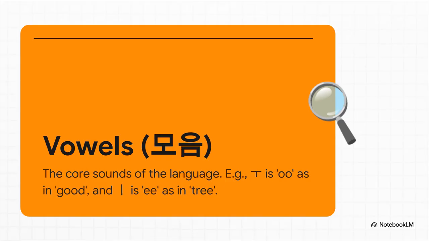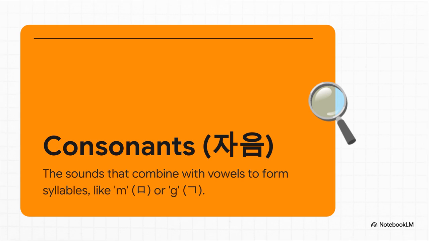Let's start with the vowels. They're the core of every single sound. And the best part? They are always consistent. So this shape here, always an oo sound, like in good. And this one, always e, like in tree. No tricky exceptions to worry about. Easy, right? Next up, the consonants.